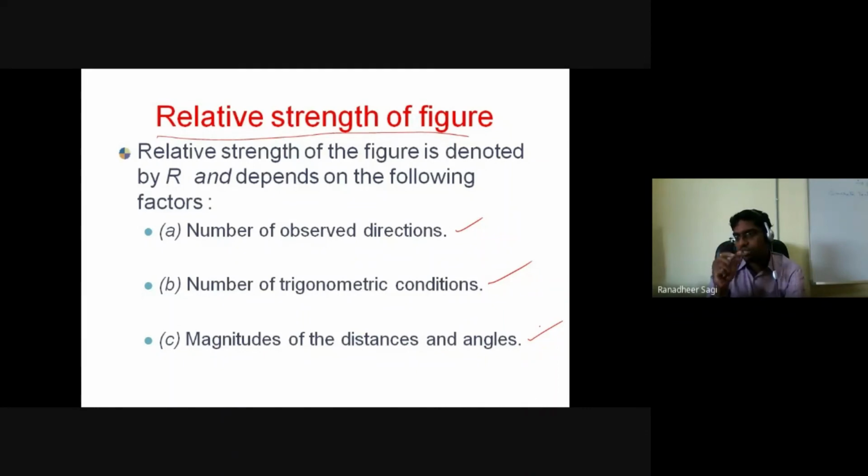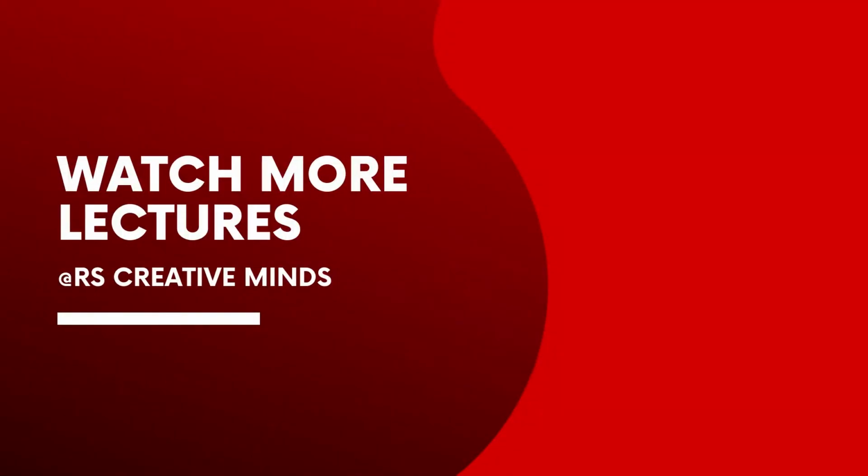If a smaller angle is used for calculating a larger distance on the opposite side, then the amount of error that could accumulate there could be more. So it depends on how many observed directions there are, how many trigonometric conditions are involved in the calculation, and what the magnitudes of those angles and sides are that you use to find the unknown sides. Depending on all those factors, the relative strength of that particular figure is determined. Okay, so we'll stop our discussion for today.